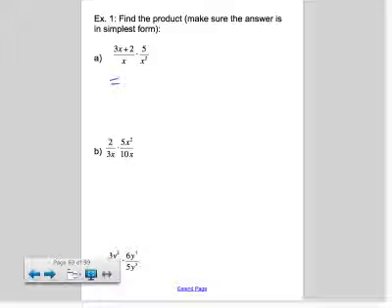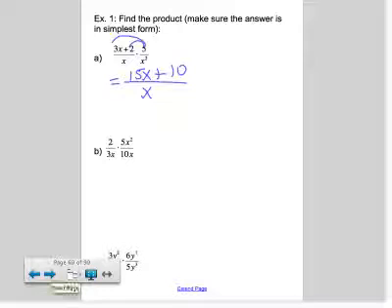So what I have is 15x, because I have to distribute this to both things on top, so 15x plus 10 over x squared, and x makes x to the third power. And that's the simplest form. I can't do anything more to this expression.